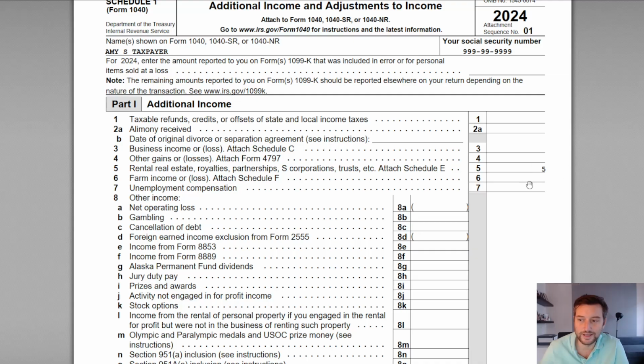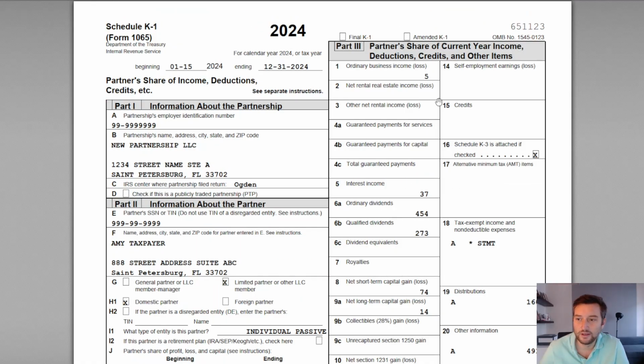All right, and again, that amount is going to be subject to the regular ordinary federal income tax rates for Amy, depending on whatever her marginal rate ends up being. It's not going to be subject to self-employment taxes for her. All right, so that's line 1.